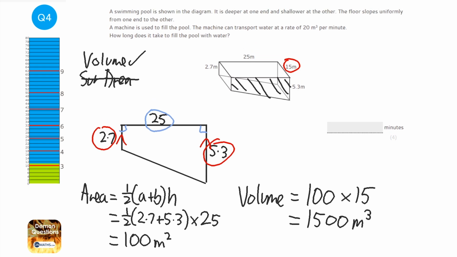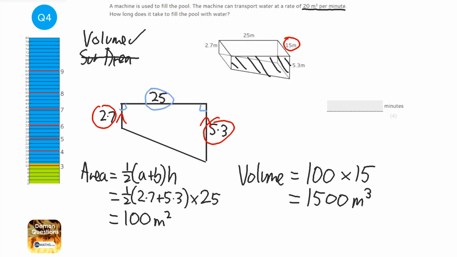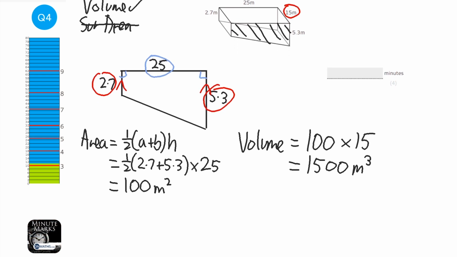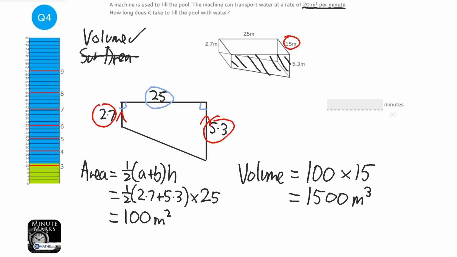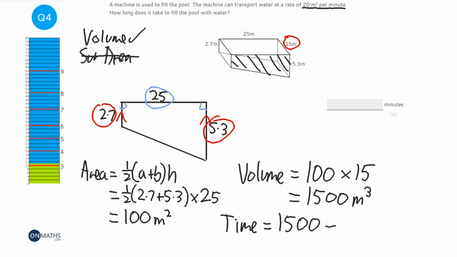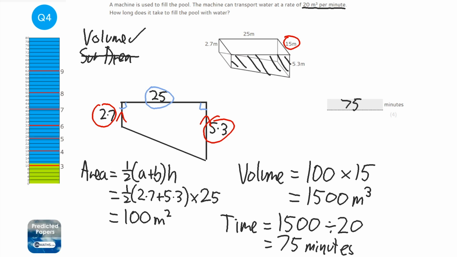So that's what the volume is, and it says the machine transports the water at a rate of 20 meters cubed per minute. So in 1 minute it's going to be 20, in 2 minutes 40. The other way of thinking about this is how many 20s are there in 1,500? So we can say time equals how much it's got to fill divided by how much it does per minute. So on the calculator, 1,500 divided by 20, which equals 75 minutes. So it's going to take 75 minutes to fill the pool.